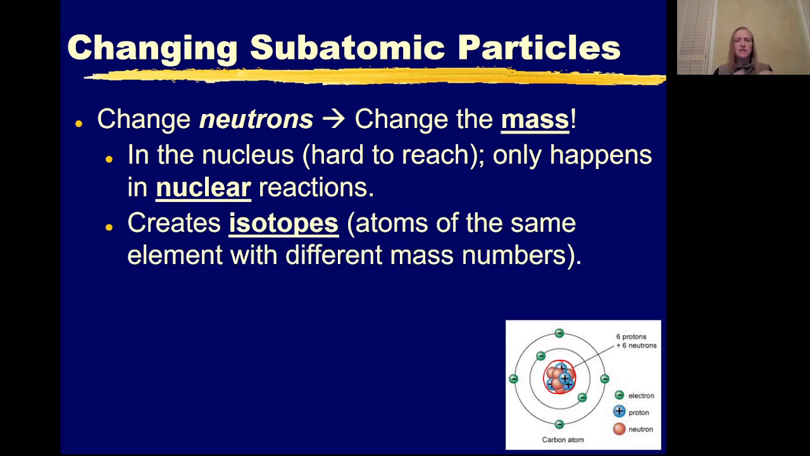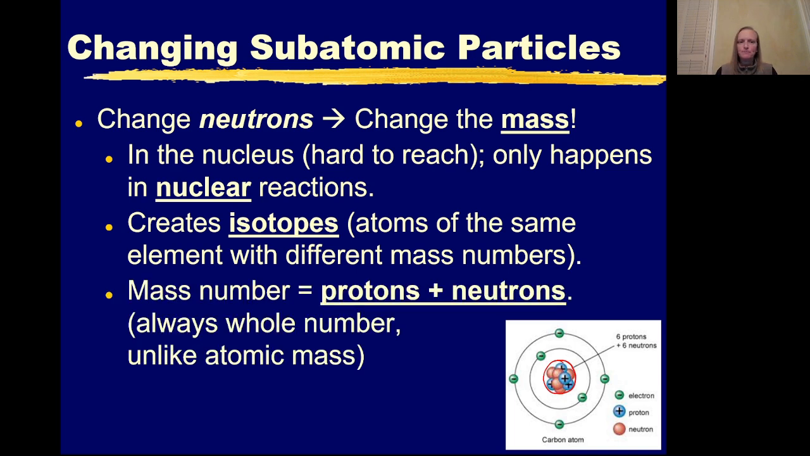And this creates isotopes. Isotopes are atoms of the same element with different mass numbers. So if you've got 2 atoms of the same element, but with different mass numbers, you've got 2 different isotopes of the element.